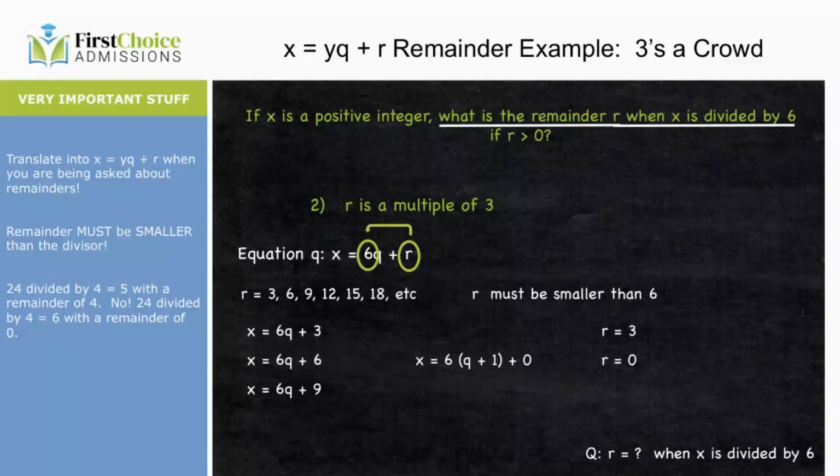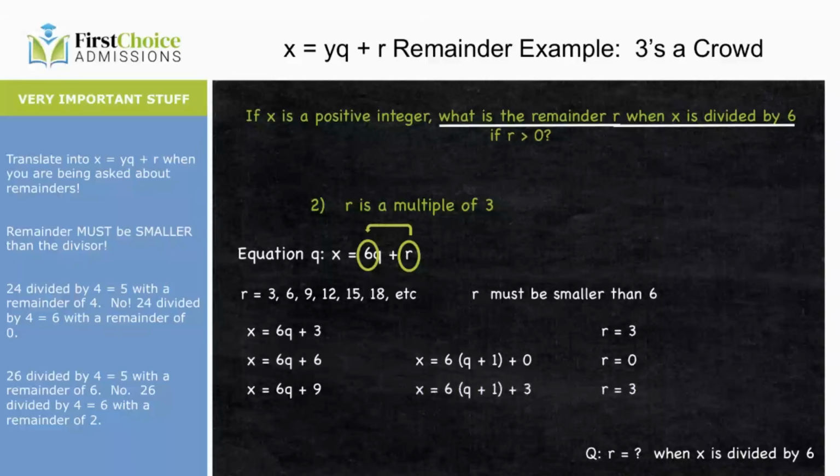What about x equals 6q plus 9? Because remember, that remainder, we're told, is a multiple of 3. I guess that remainder could be 9, except that doesn't make any sense because the remainder has to be smaller than the divisor. That's like saying 26 divided by 4 equals 5 with a remainder of 6. No, it doesn't work like that. 26 divided by 4 equals 6 with a remainder of 2. And that's the same thing here. This would actually have a remainder of 3. We've just made q go up by 1, and our 9 becomes a 3.